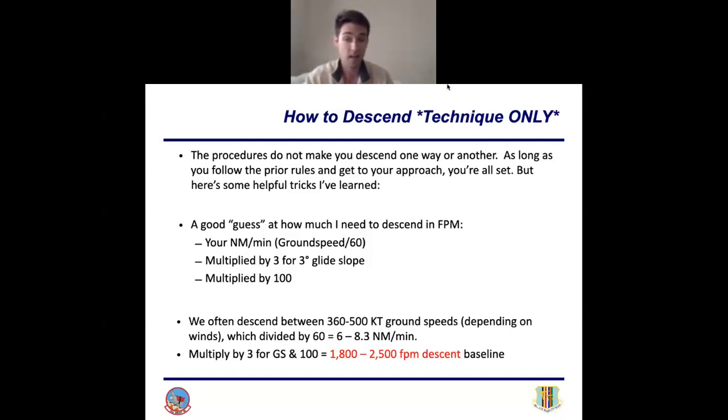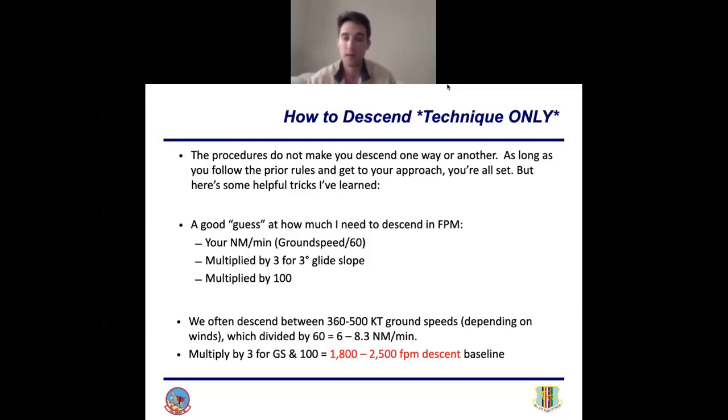So as a good guess, just to start off at a very easy baseline for how much you should be looking to descend, take your nautical miles per minute, so your ground speed divided by 60, and you can round just to make the numbers easier, and then multiply that by 3 and then 100 to get feet per minute. You'll see at the bottom I did descents between 360 and 500 knots for ground speed, because it's based on different winds or how fast you're going and calibrated. It could be anywhere between those two.